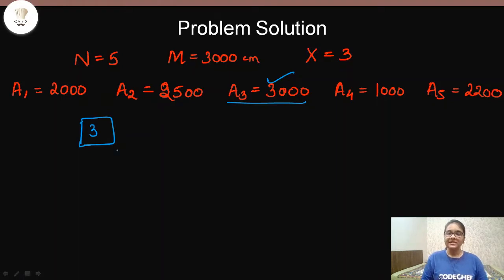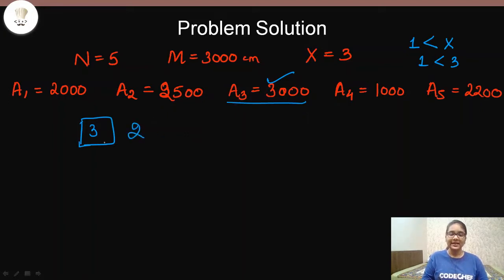So the number of players selected is 1. Now 1 is less than X, that is 1 is less than 3. So we will have to select at least X players. How can we do that? We will be selecting players based on their longest throw. Out of the unqualified players, that is A1, A2, A4 and A5, who has thrown the maximum distance? That is A2. So we will select 2.